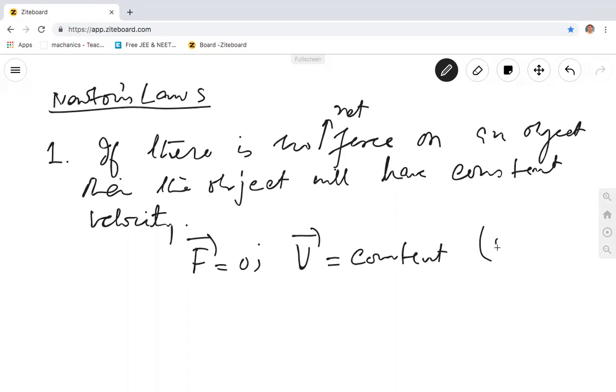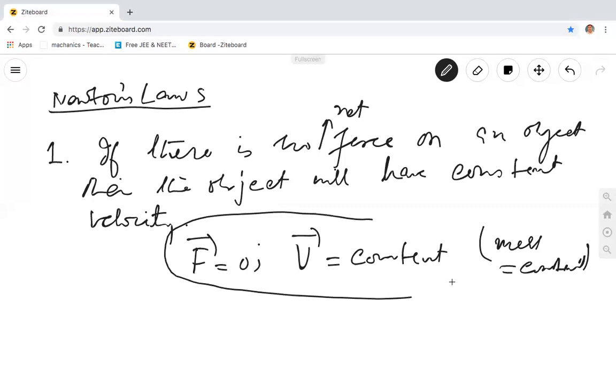Mass of the object should also be constant. This is the first law. If there is no force acting on the object, then the object's velocity will remain constant. That is the essence of the first law. But the mass of the object should also remain constant, because generally when you have discrete objects, rigid bodies, their mass remains constant.